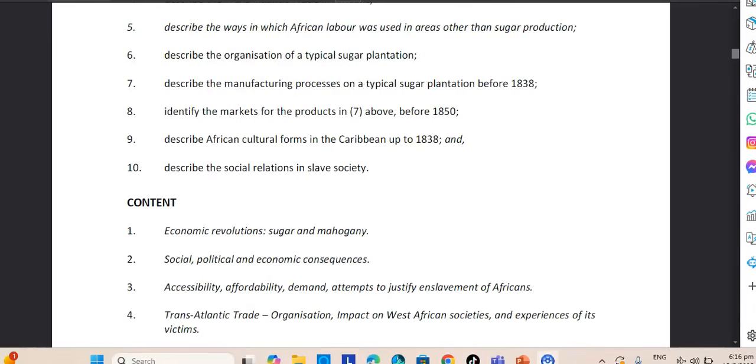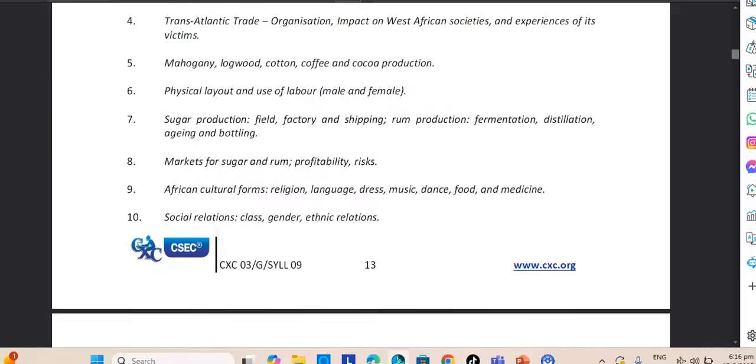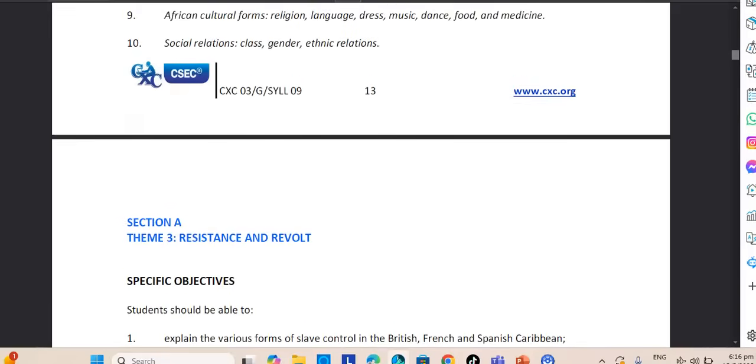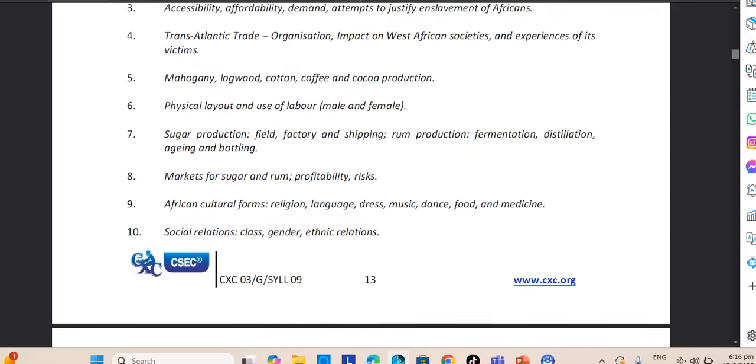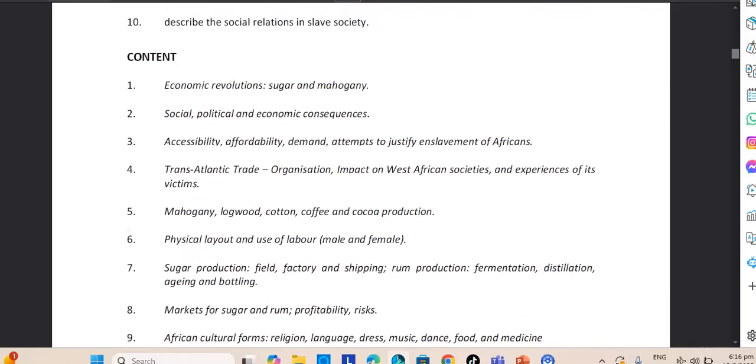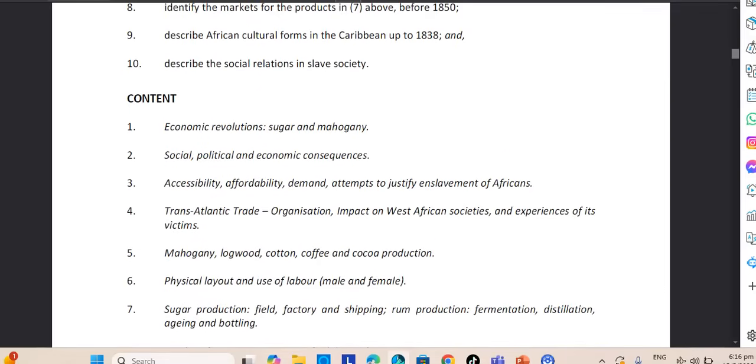Now, we're going to look at the revolution from sugar and mahogany. Now, these changes led to a full-scale economic transformation in the Caribbean. Sugar production led to the creation of large plantations that required an enormous amount of enslaved labor. This made the Caribbean the center of the global plantation economy.